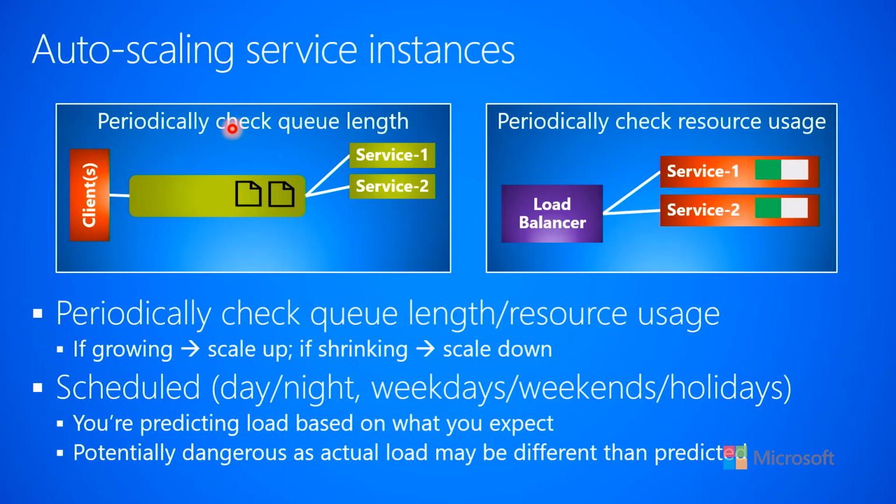There are really three techniques that are used for auto-scaling service instances, and we'll talk about them on this slide here. The first technique, which is a really great one, is periodically checking a queue length. In this example, I have two instances of a service running behind a queue. And we have clients, and we don't know how many clients there are, but they are publishing messages into the queue. Right now, the queue has two messages.